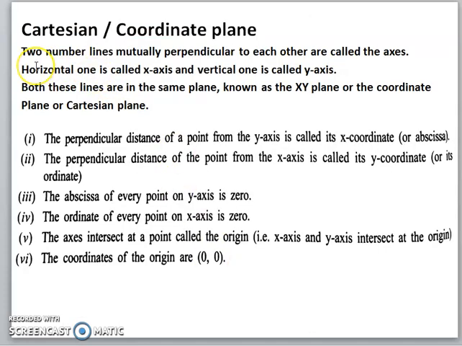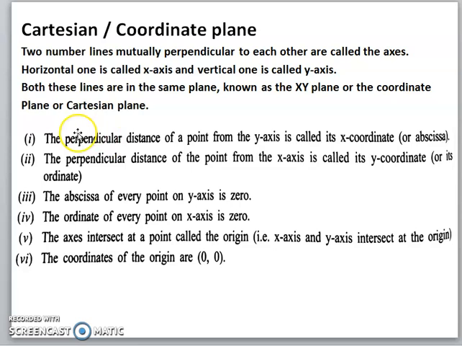So let's see what all we have seen. 2 number lines mutually perpendicular to each other are called axes. Horizontal one is called x-axis and vertical one is called y-axis. Both these lines are in the same plane known as the xy plane or the coordinate plane, or also known as Cartesian plane.